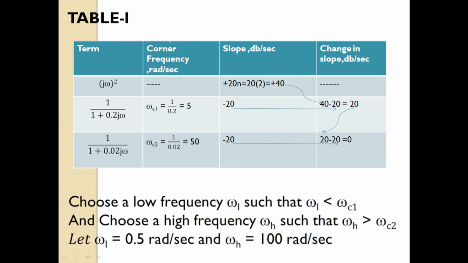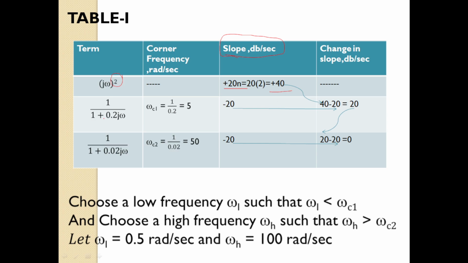Okay. So this is our second column. Now let us go to the third column. In the third column, we must write down the slopes. So the slope for the derivative factor is 20 plus 20 into n, where n is the power of whatever value is there. So plus 20 into 2, you will get plus 40.